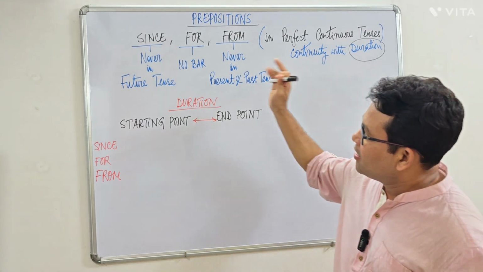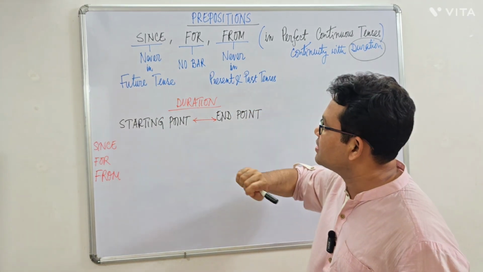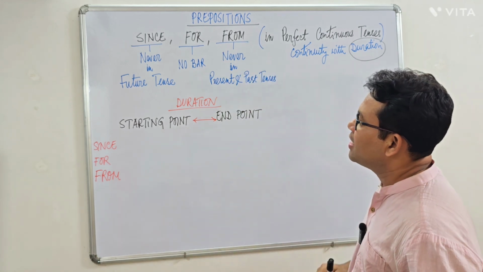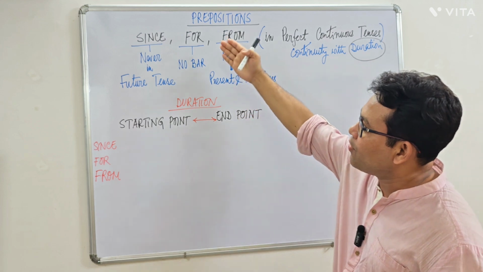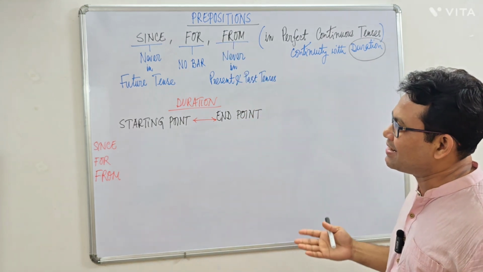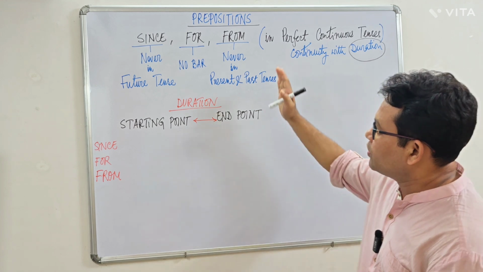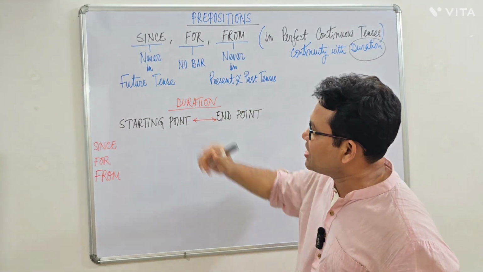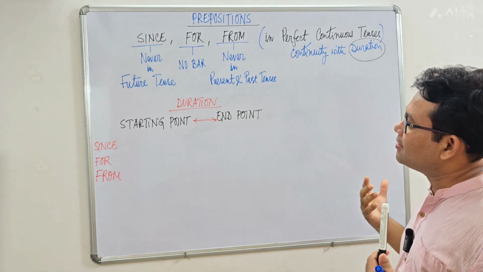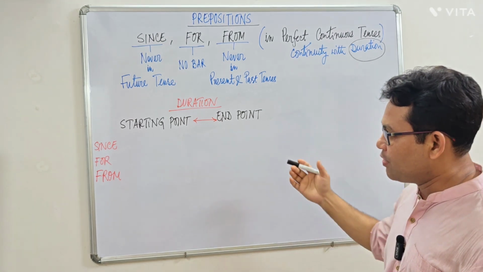But remember that since is never to be used in future tenses. From, on the other hand, is never to be used in present and past tenses, while for, which is sort of an all-rounder, can be used in all the three tenses, past, present and future. So if this is the rule, or if this is the distinction, what is the scientific reason or logic behind all this? Here we go.